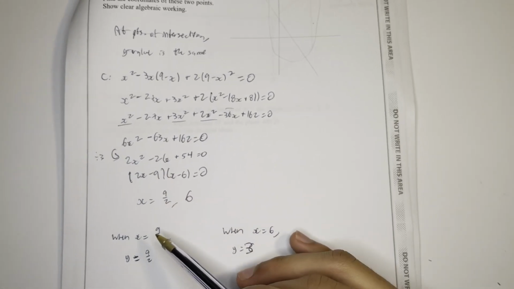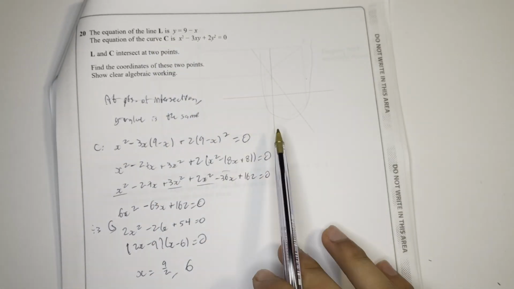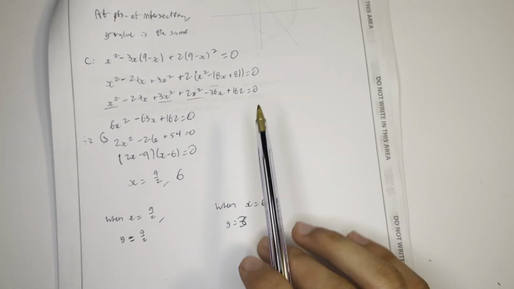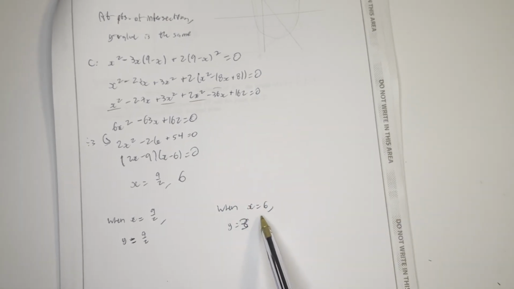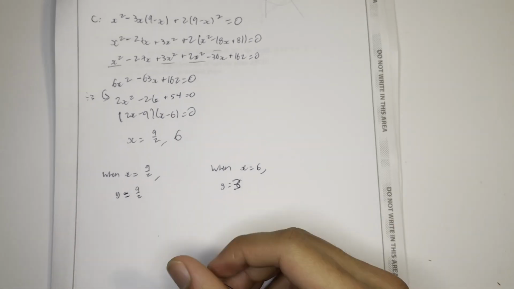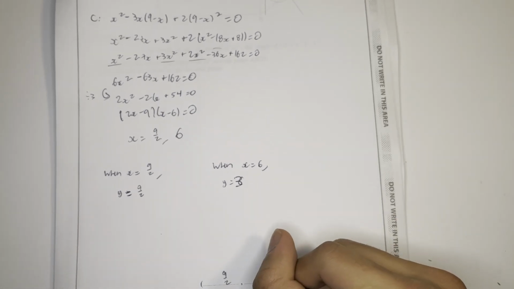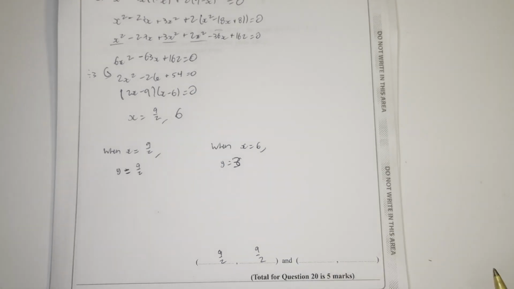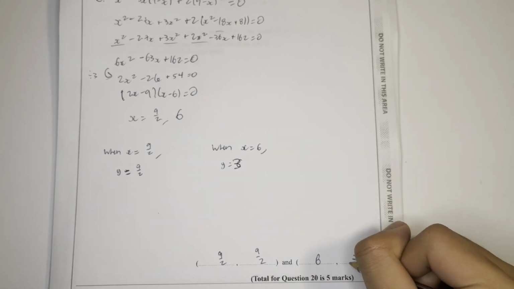When x is equal to 9 over 2, substituting into line L, which is 9 minus x, we're left with y is equal to 9 over 2. And when x is equal to 6, y is equal to 3. So these are our 2 coordinates. 9 over 2, 9 over 2, and 6, 3.